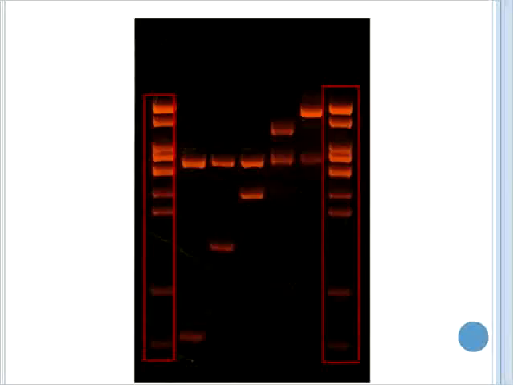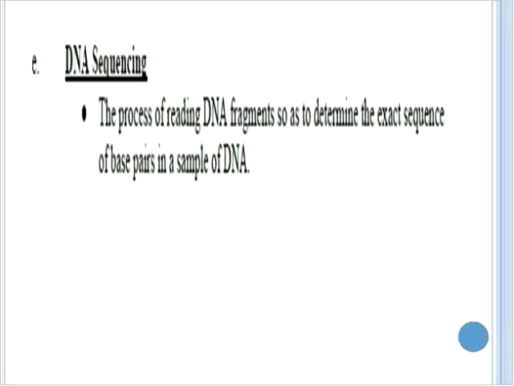An example which you see here. As you can clearly see, this sample here on the left is very similar to this sample here on the right. This allows you to type and match DNA sequences. It's certainly very important in terms of forensic biology. And DNA sequencing is what can be accomplished as a result. DNA sequencing is the process of reading DNA fragments so as to determine the exact sequence of base pairs in a sample of DNA.